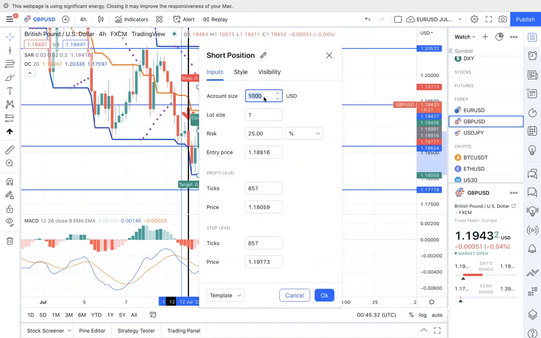You can answer this if you want. Let's just say your account size is 10,000. Your entry price is telling you this is the top of the candle. That's where you selected it. Let's say that's where you got in. Now, this is extremely important.